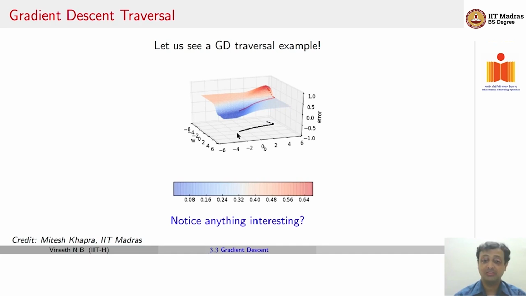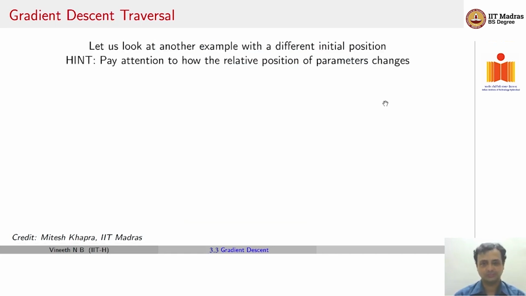Did you notice something interesting? Yes. There were some points in the traversal of the gradient descent when the traversal became slow, and there were certain points when traversal became fast. Let's keep this in mind when we go forward with the discussion.